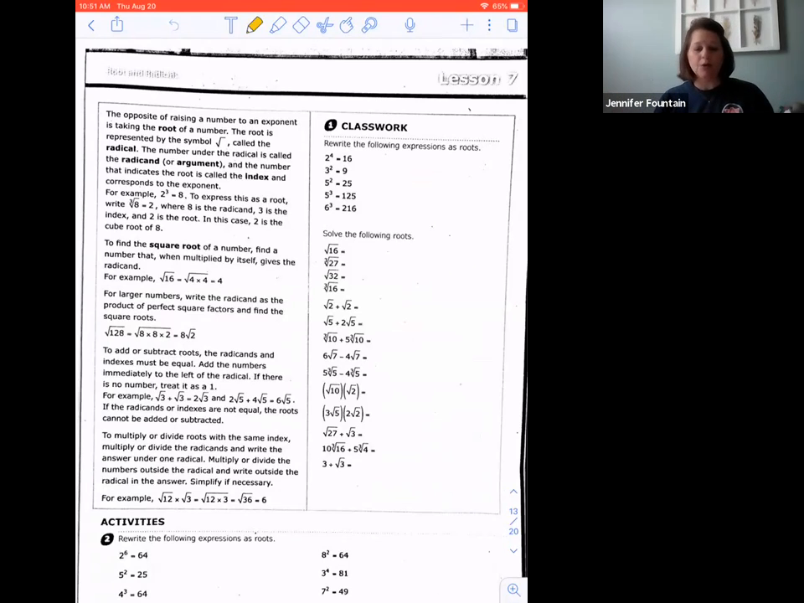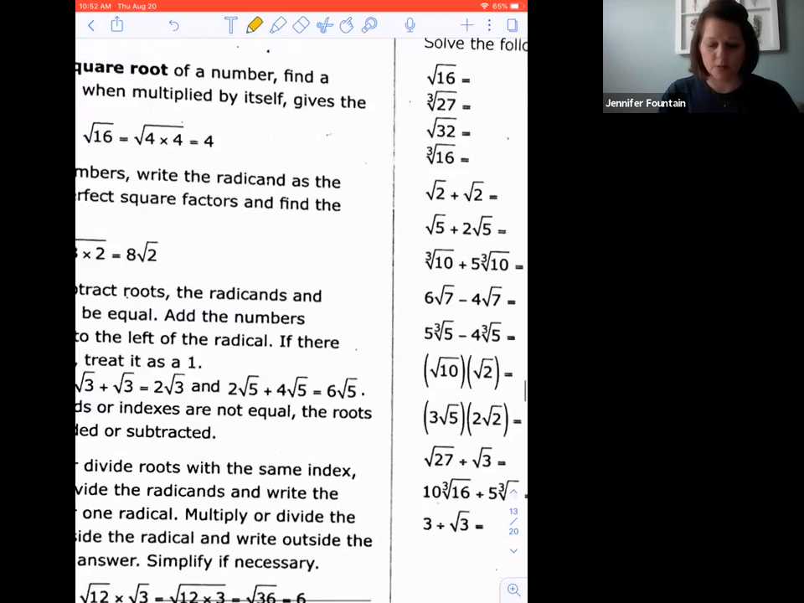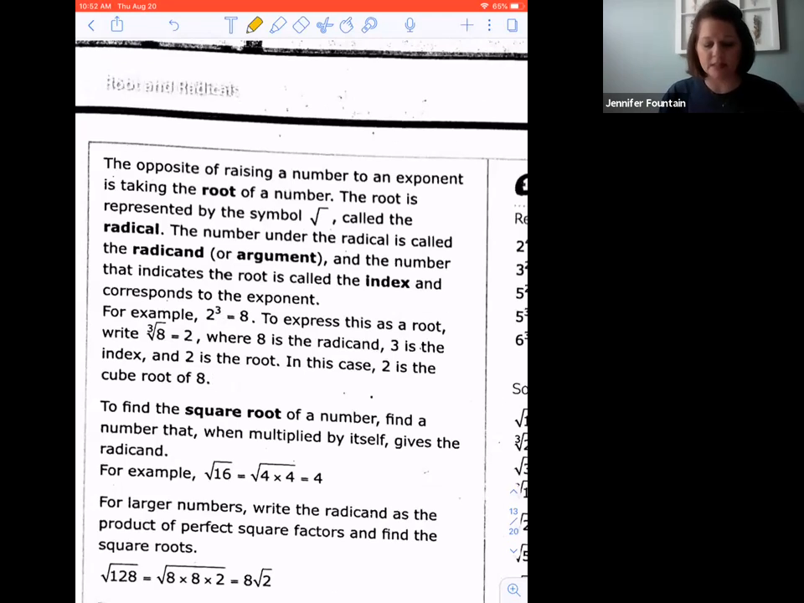All righty, so we learned about exponents, okay? We've learned that when we look at a number and we have an exponent, that means I'm going to multiply something by itself that many times, okay? And so now what we're doing is we're kind of doing the opposite of that. Okay, so on page 15 at the top, it says the opposite of raising a number to an exponent is taking the root of a number.